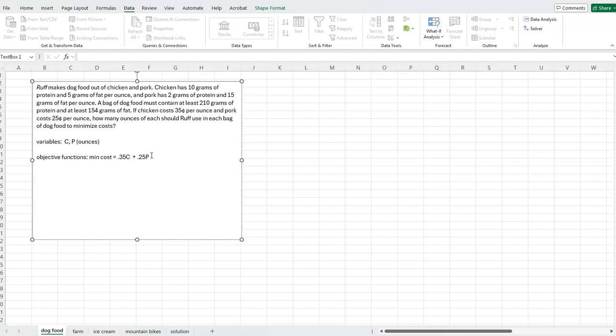Now there's a third ingredient that every linear program will have, and that is what are called constraints. Constraints represent one of two things: either requirements or limitations.